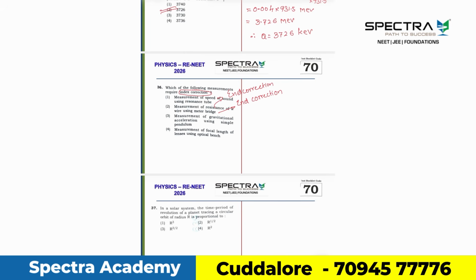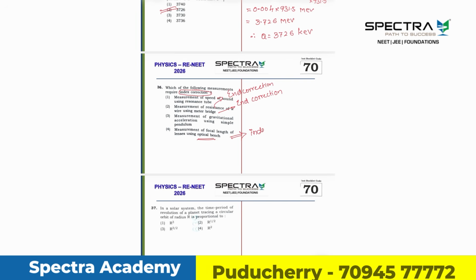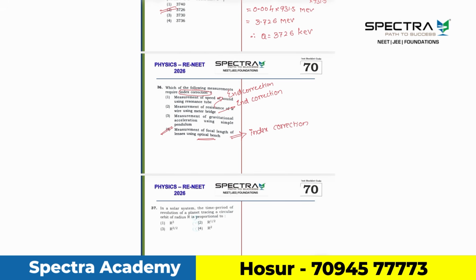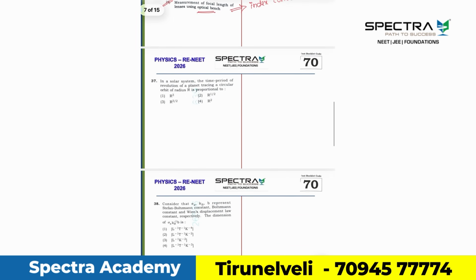Measurement of focal length of the lenses using optical bench requires index correction. So therefore, we can go with option 4 as the right answer. Students, got it here? So move on to the question number 37. What they are saying to us.